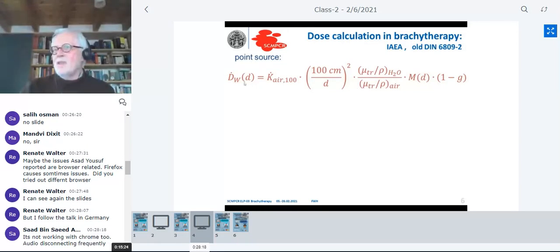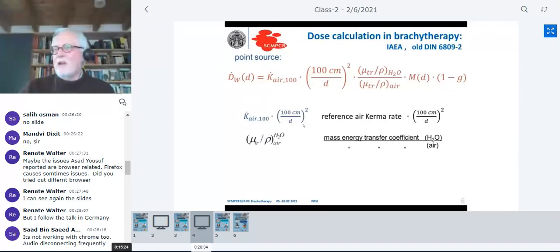We have the reference air kerma rate, and now we have to recalculate this. We first recalculate the distance. Reference air kerma rate is given at 1 meter. Then we transform this to the distance that we are looking for with the inverse square law.